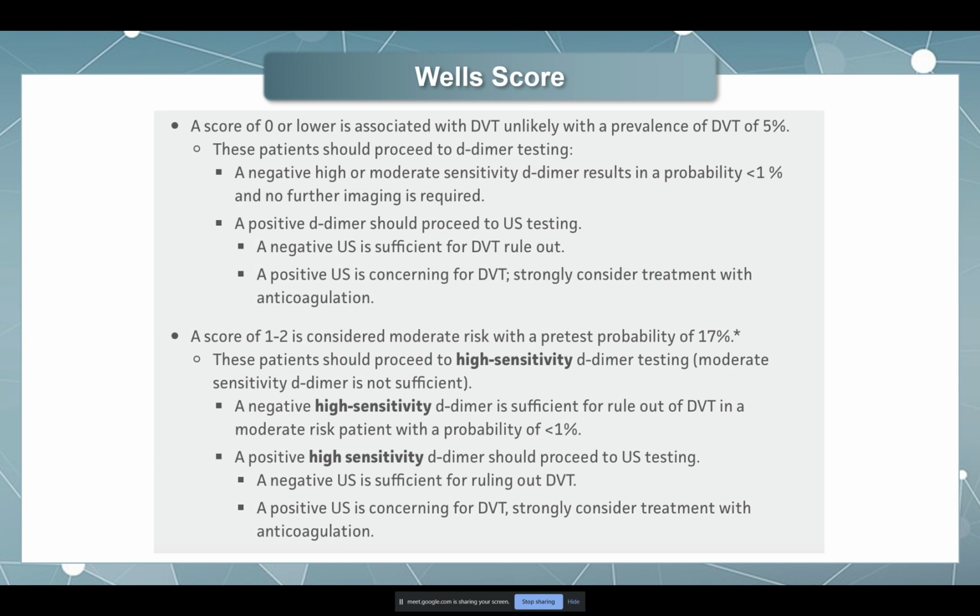The question is, in our lab, which type of D-dimer are we using? Kan? Because it says if the score is 0 or lower and you get a negative D-dimer, you can rule out directly. Right? That's the moderate D-dimer. But for the score 1 to 2, you require a high sensitivity D-dimer to rule out that this is not a DVT. Kan? So we must know our type of D-dimer.